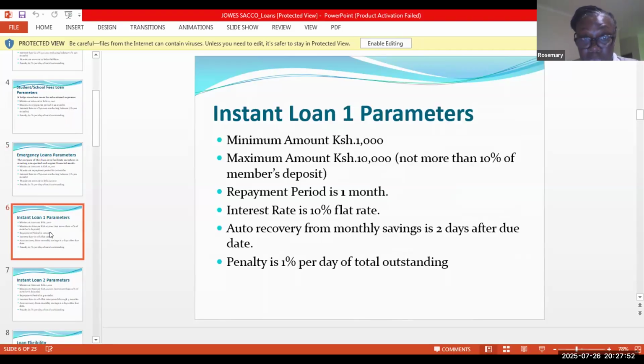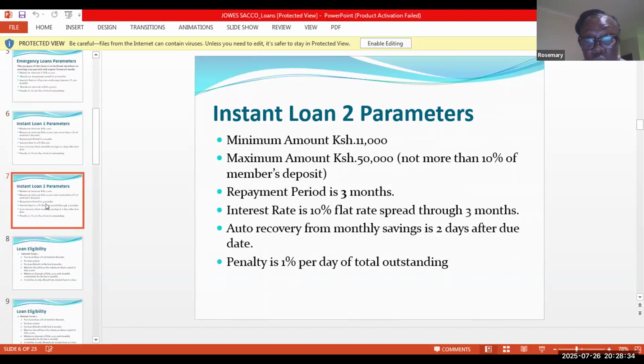And then we come to the instant loans. For instant loan 1, the minimum amount is 1,000. The maximum amount is 10,000, and it should not be more than 10% of the member's deposit. The repayment period of instant loan 1 is 1 month. The interest rate is 10% flat rate. Auto recovery from monthly savings is 2 days after the due date, so if you are late with payment, it will auto recover after 2 days. The penalty is 1% per day of the outstanding balance.